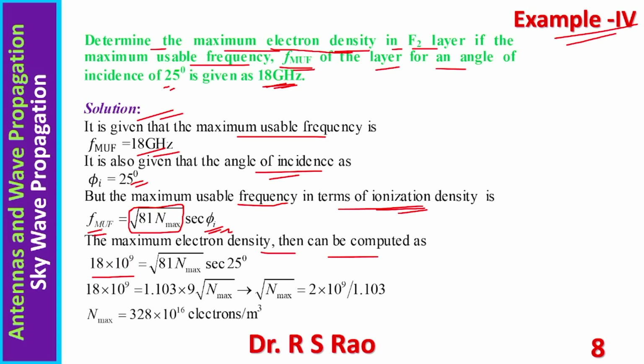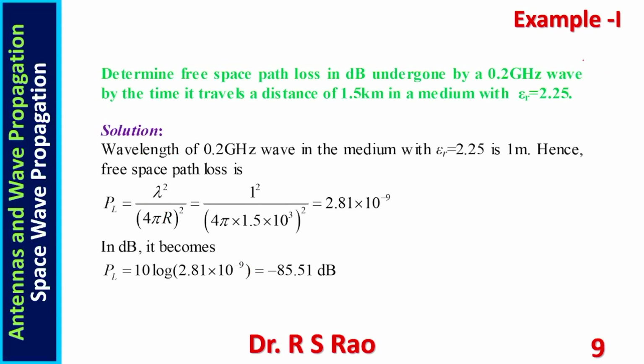This is maximum usable frequency. Square root of 81 N_max multiplied by secant 25 degrees. 25 degrees is incidence angle. From this, after a little bit of manipulation and simplification, we can obtain N_max as 328 into 10 power 16 electrons per meter cube. Now we move to another mode of wave propagation, that is space wave propagation.